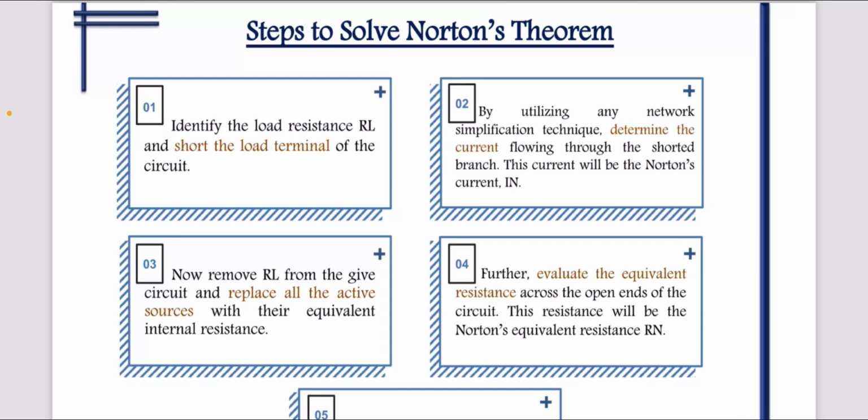and short the load terminals of the circuit. The second step is, by utilizing any network simplification technique, determine the current flowing through the shorted branch. This current will be the Norton's current IN. Coming to the third step, now remove RL from the given circuit and replace all the active sources with their equivalent internal resistance. And the fourth step, further calculate the equivalent resistance across the open end of the circuit. This resistance will be the Norton's equivalent resistance RN.